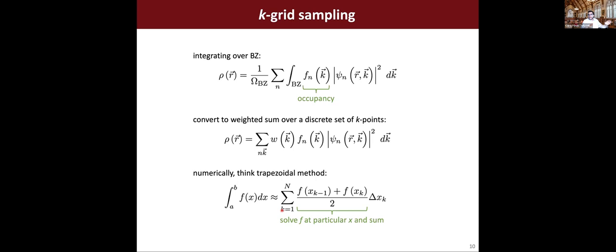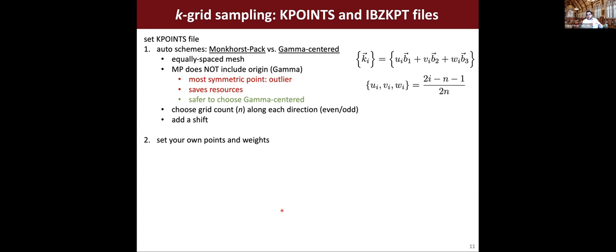So how do we make this grid in k space, in reciprocal space, using VASP, which we're going to be focusing on? There are two options that VASP offers for creating this k grid. The first, and the one we're going to focus on, is called an automatic scheme. There are two automatic schemes, called Monkhorst-Pack and Gamma-centered. So you can ask VASP to create the grid for you, or you can create the grid yourself and offer the relative weights. You can solve it yourself and then give the weights.